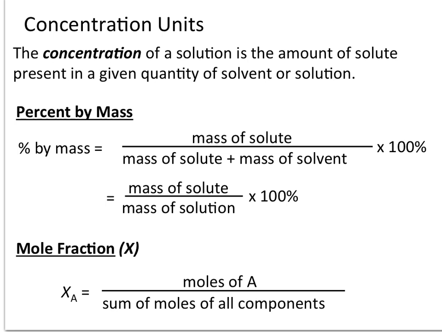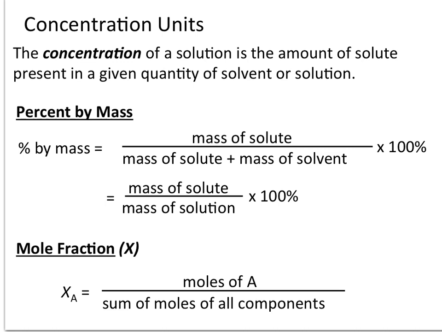So there's multiple different ways of expressing concentration. Some are more common than others. Some of the less common ones are percent by mass or mole fraction. There's also parts per million and parts per billion, which we'll discuss a little bit later. But percent by mass is commonly seen in face creams and acne ointments.